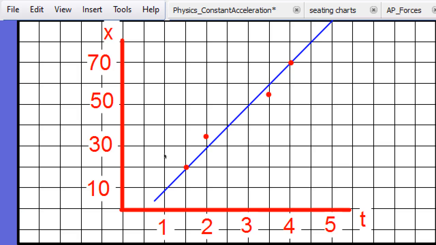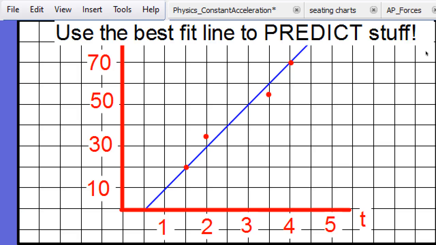I know I have a good best fit line when I have the same number of dots above the line as I do below the line. So there I go. There's my best fit line, and it looks pretty good. Now, the really cool thing about my best fit line is I can use it to predict things.